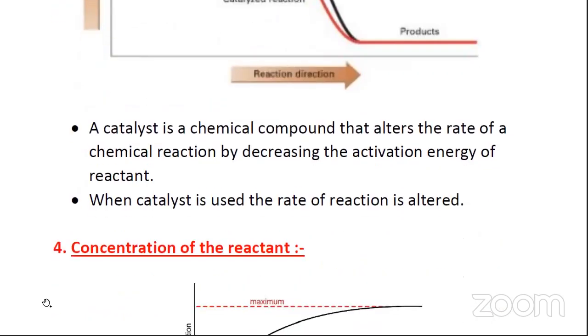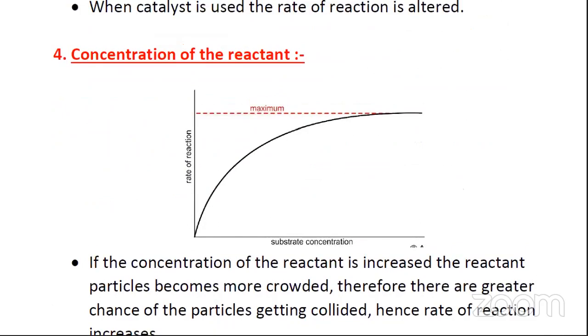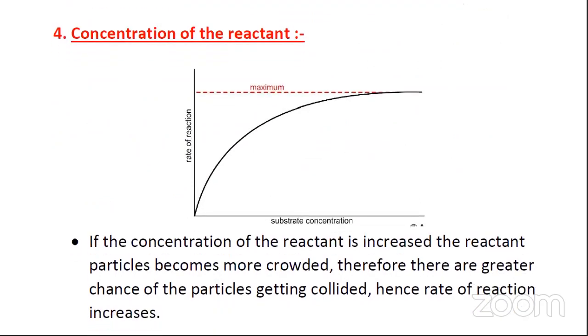Now, next factor, last factor is the concentration of the reactant. How is the rate of reaction dependent on the concentration? Look at the graph: rate of reaction versus the reactant concentration or the substrate concentration. When concentration increases, you observe that the rate of reaction also increases.